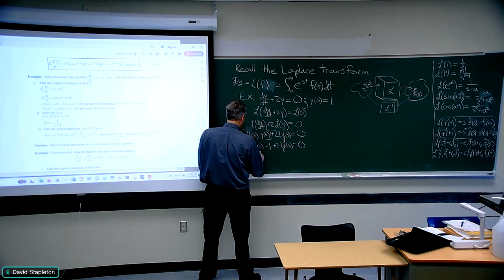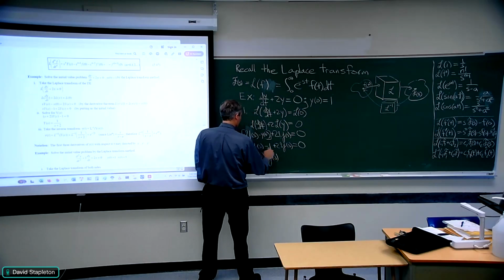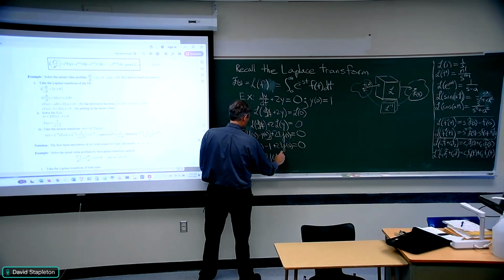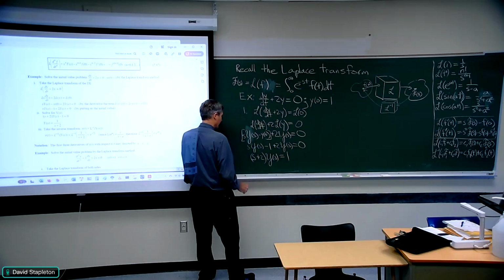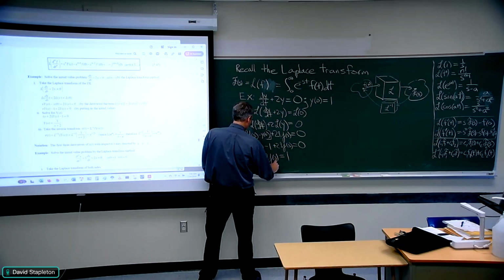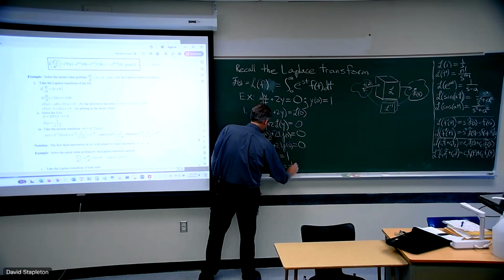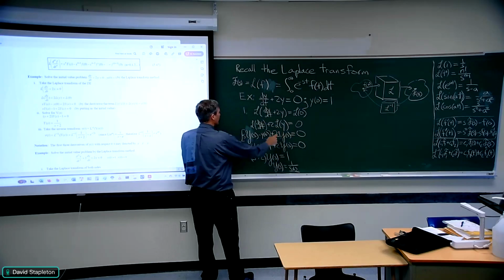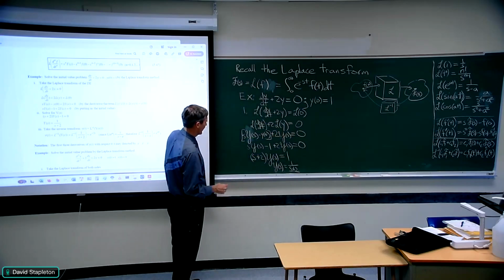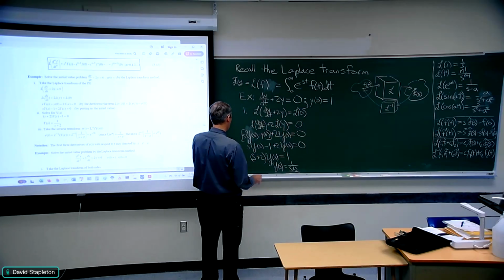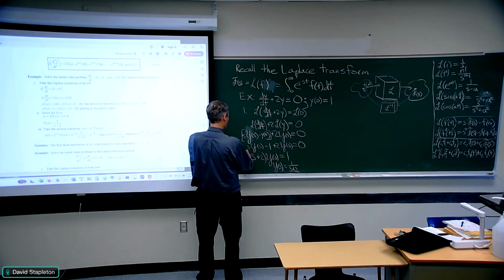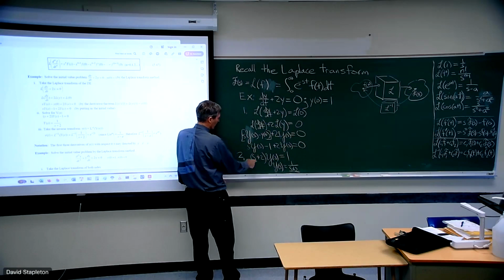So if I group the like terms, I've got s plus 2 multiplying Y of s, right? This term plus this term, minus 1 equals 0. I'll put the 1 on the other side and say that equals 1. Consequently, dividing by s plus 2, I find out that Y of s, the transform of the solution, is 1 over s plus 2, right? Y of s means the transform of y, the solution variable. So that's step 2, I should say. Step 2 is to solve this algebra equation for Y of s.